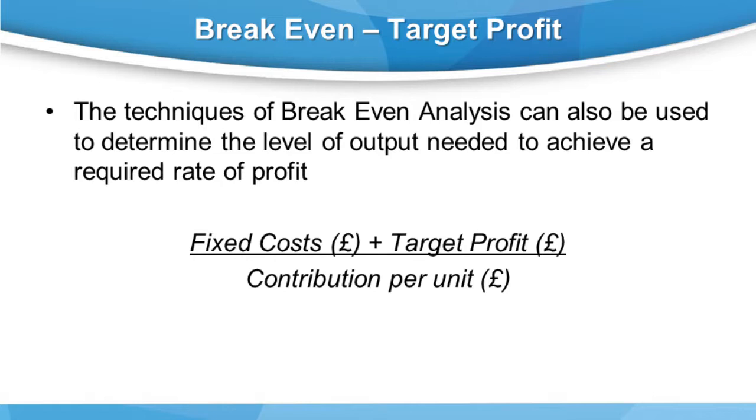Of course, businesses don't always want to simply break even. They want to make a profit. Therefore, it isn't sufficient just to sell enough units to break even, which is zero profit. We need to sell enough units so that the contribution made covers both the fixed costs and the desired level of profits. Therefore, the formula for calculating the desired level of output is fixed costs plus required profit divided by the contribution per unit. You can see this is identical to the break-even formula, but with the required profit included in the top line as well.